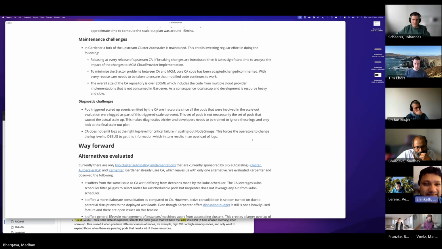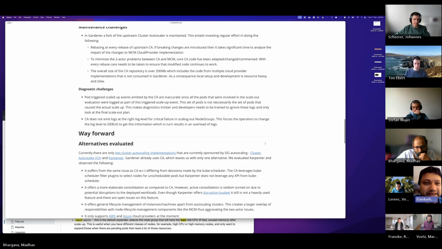Then of course the maintenance is also a headache because this repository is very big. I'm not sure whether it's bigger than the Gardener core repository, but the CA repository is over 200 MB in size. And sometimes, even if you're working from the office, the clone fails quite regularly.